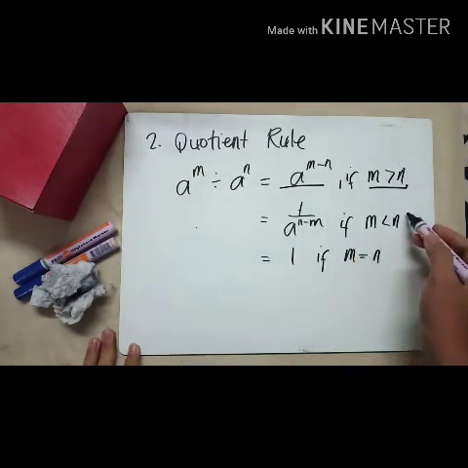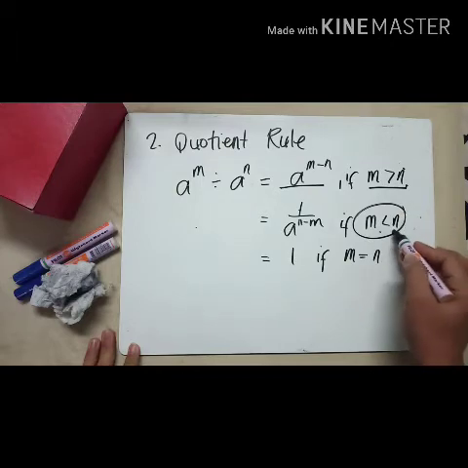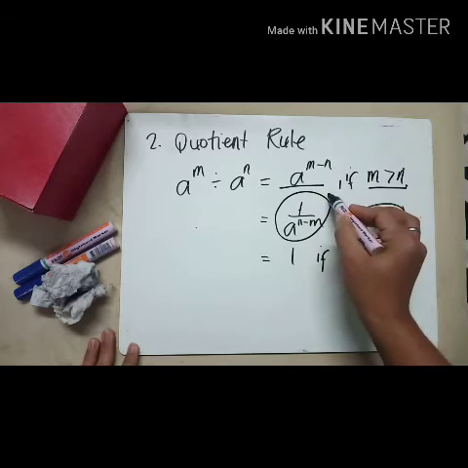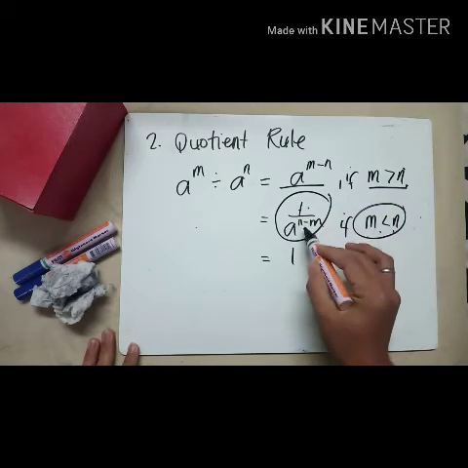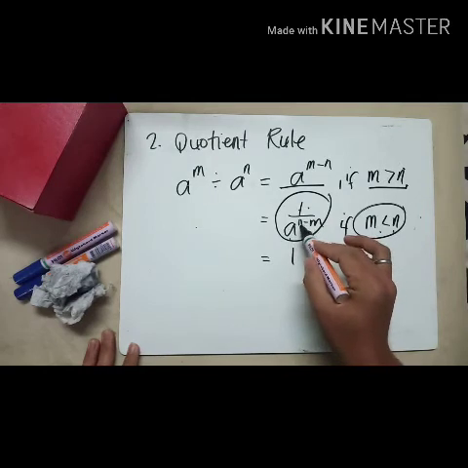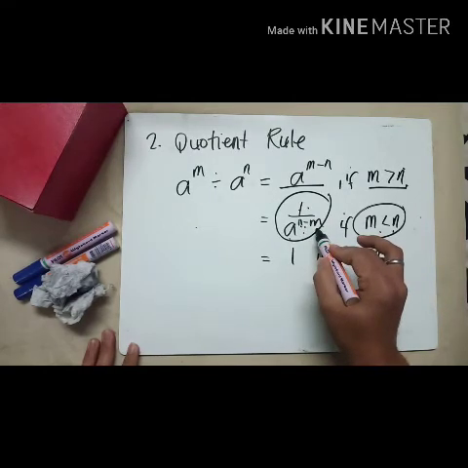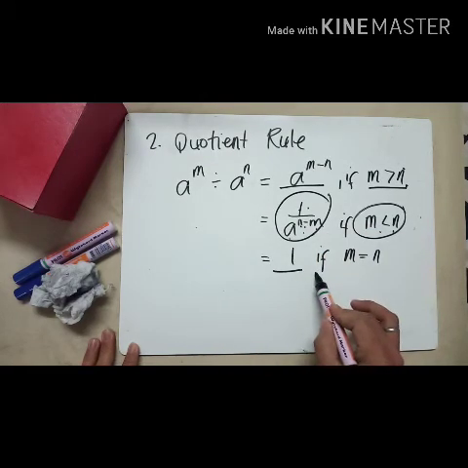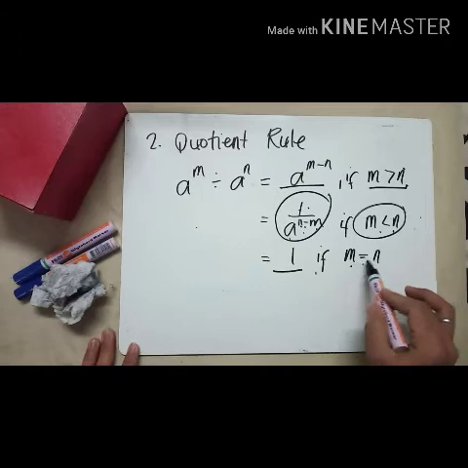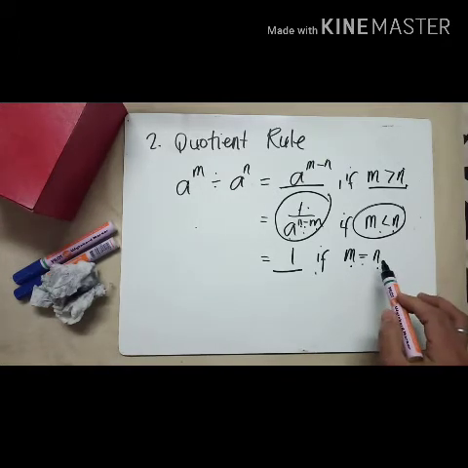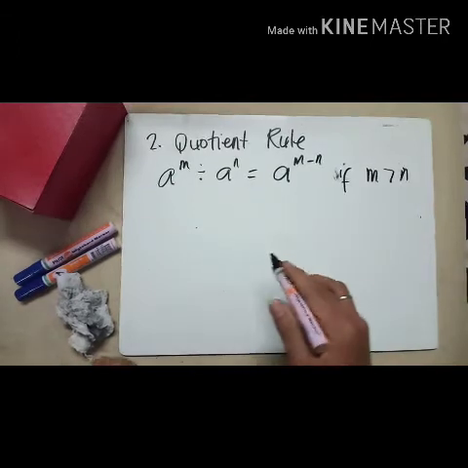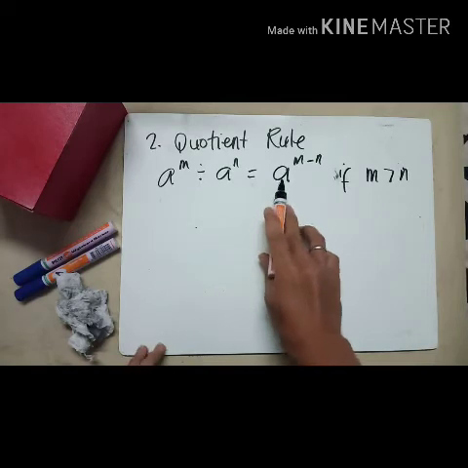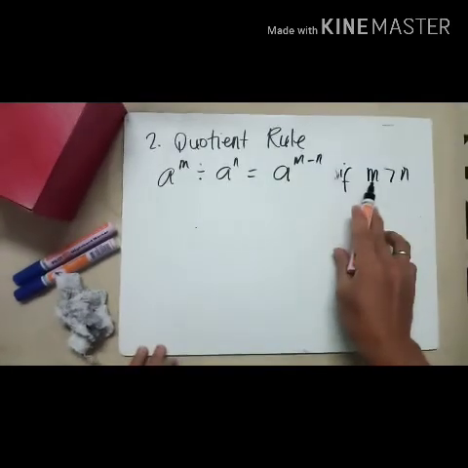If m is less than n, your answer will become what? A fraction. So that will become 1 over a raised to the power of n minus m. And your answer will become 1 if m is equal to n. Okay, let's discuss the first one. a raised to the power of m divided by a raised to the power of n is equal to a raised to the power of m minus n if m is greater than n.